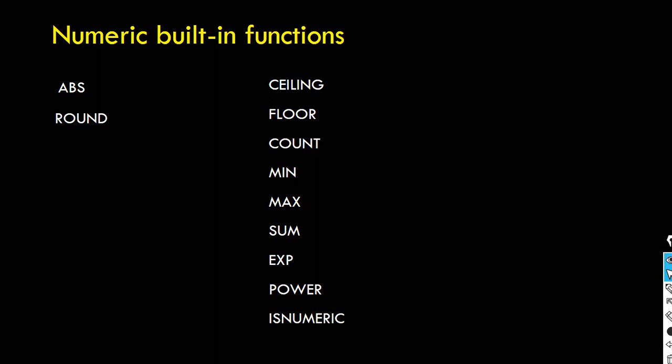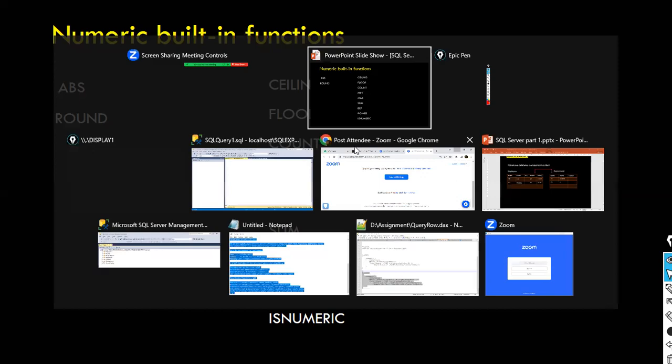And what is the other thing? Yes, ceiling and floor. So what is ceiling and floor? What is the difference? See these two functions, the round function is to round to a specific decimal number. For example, okay, I'll just show you in SQL Server.